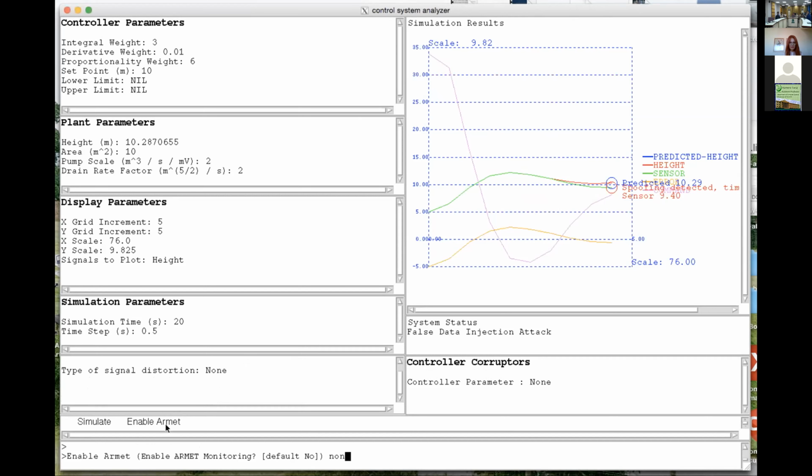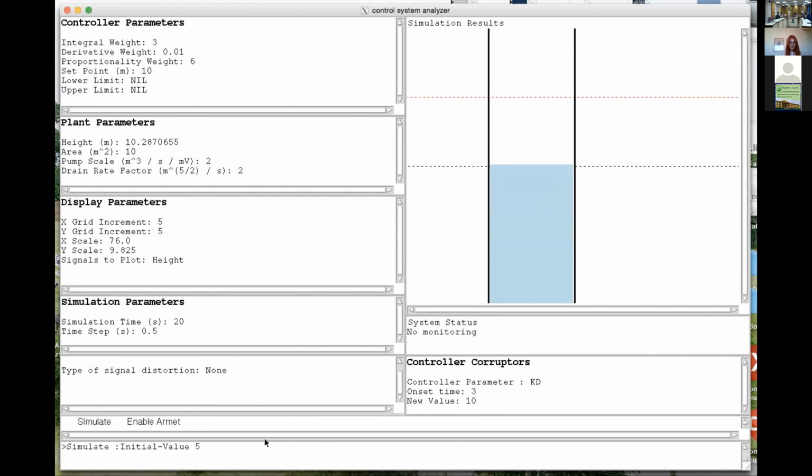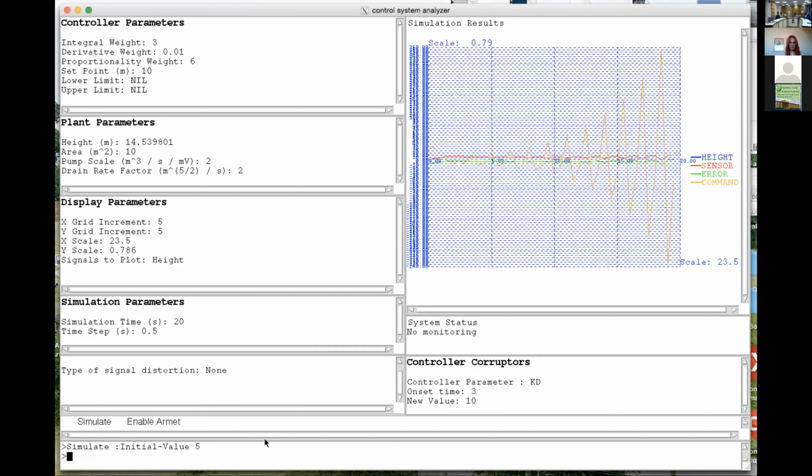And now again, you see we first disable our monitoring and we start corrupting the controller itself. Like Stuxnet, there was an attack where people were able to control the controller. You still see it is going to overflow. Nobody detected, everything gone. And now we enable our system, which is ARMIT.